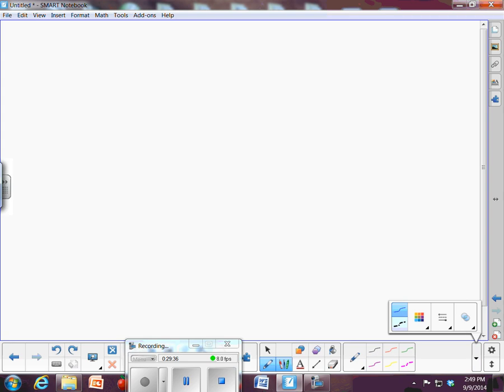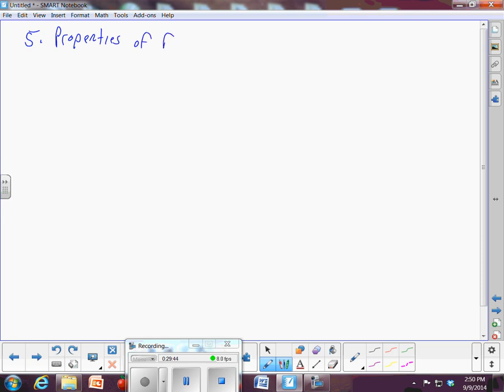Let's go on. Number 5. Properties of exponents. Okay, you guys need to learn these right now. You need to learn them now so that you know them the whole rest of your math career. These properties of exponents come up all the time. So learn them now, and they'll be on just about every test the rest of your math career because you have to know these. Okay, the first one is the multiplication property of exponents.